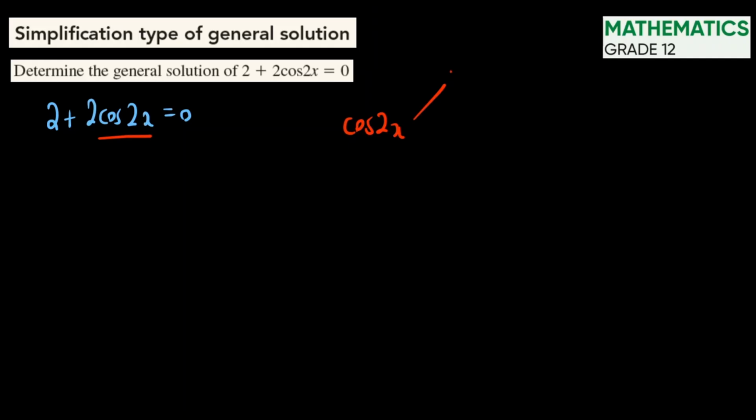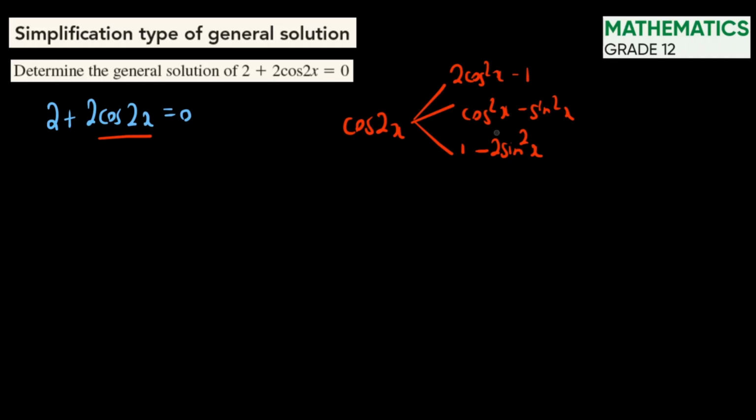The first is 2 cos squared x minus 1, and in no particular order. Then the second one is cos squared x minus sine squared x. And the last one is 1 minus 2 sine squared x. So you can choose any one of them. We should get the same answer.